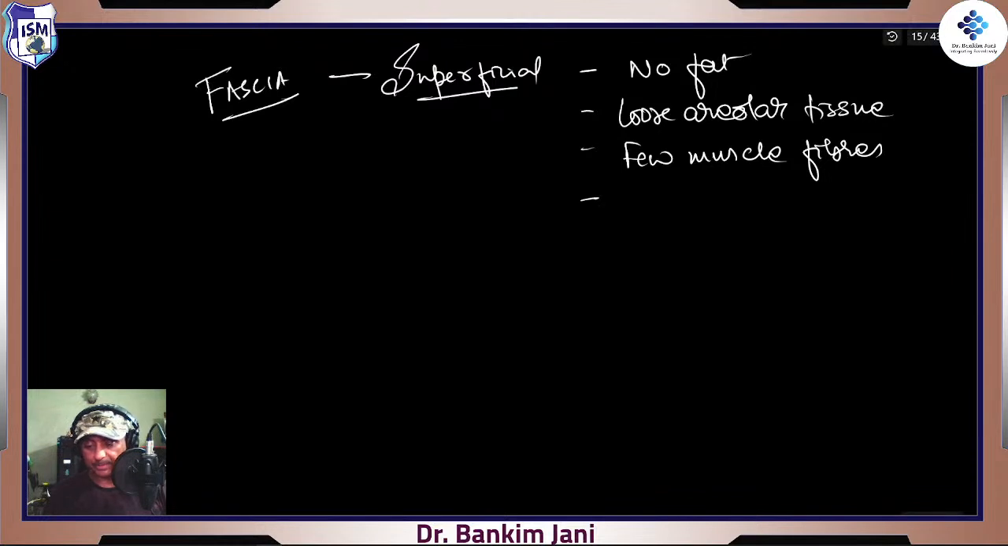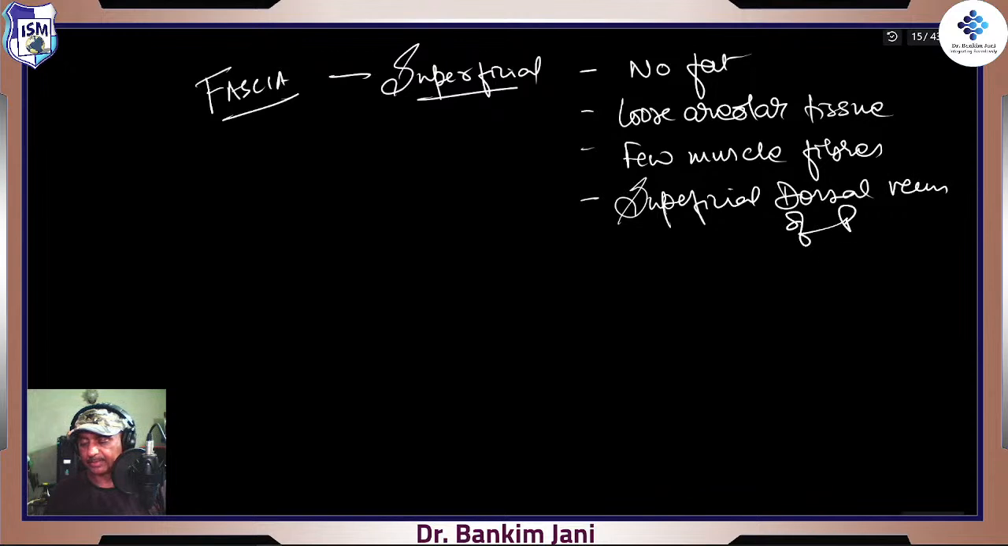And over here in this fascia, what we will get is the dorsal veins of the penis. So there would be superficial dorsal veins of the penis. So this is superficial.